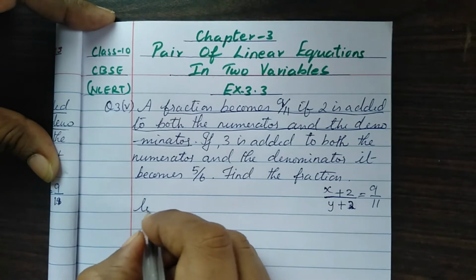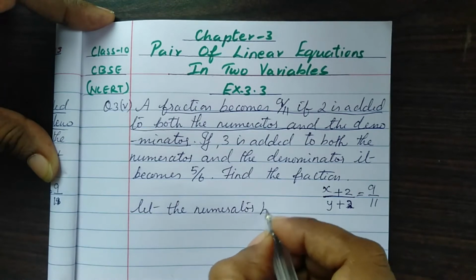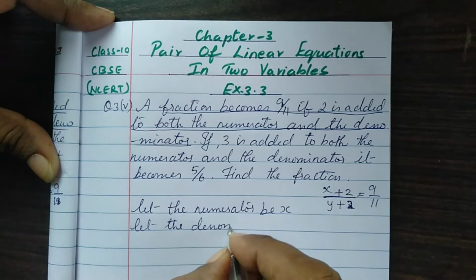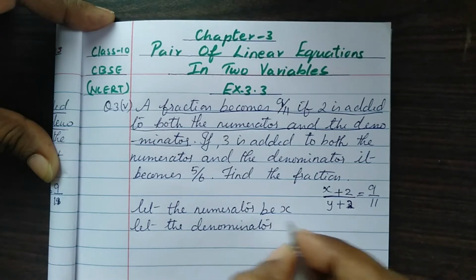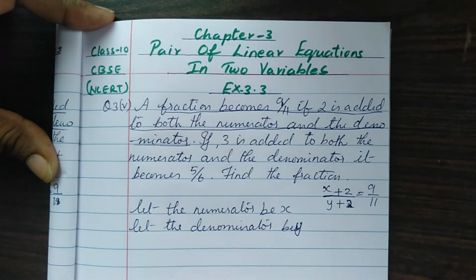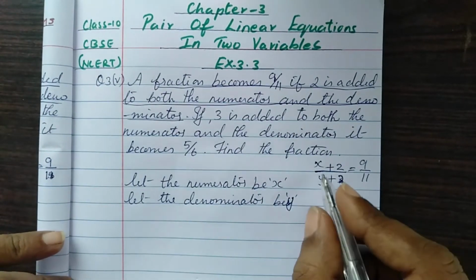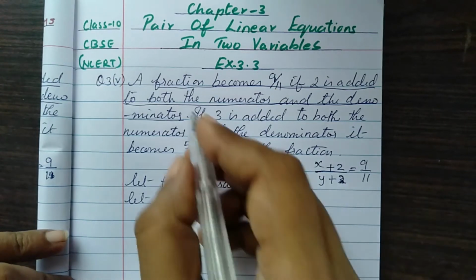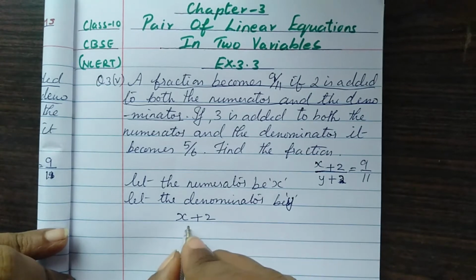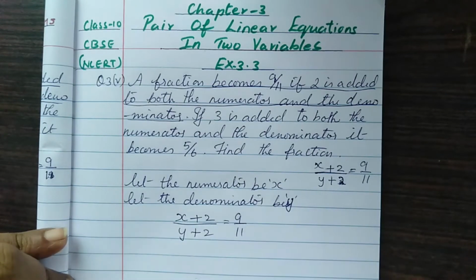So let the numerator be x and let the denominator be y. Okay, now we have got this. After adding 2, the numerator is x plus 2, and in the same way the denominator plus 2 gives you 9 by 11 as they said.